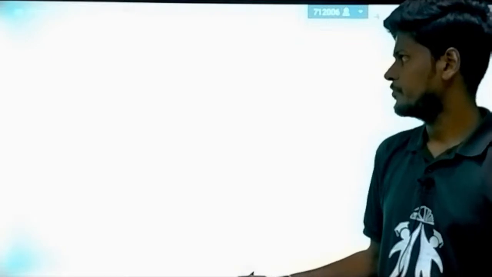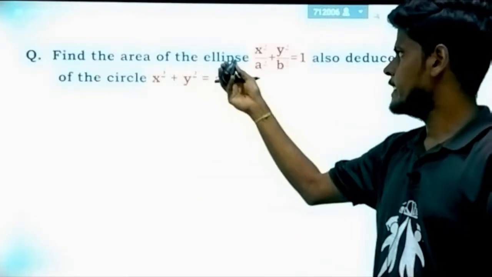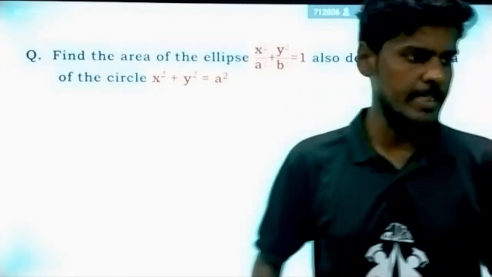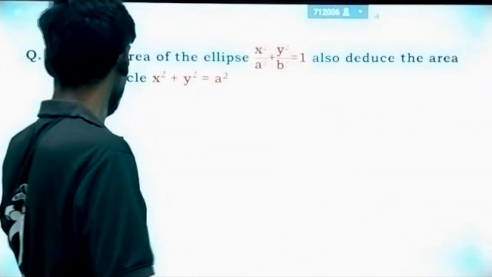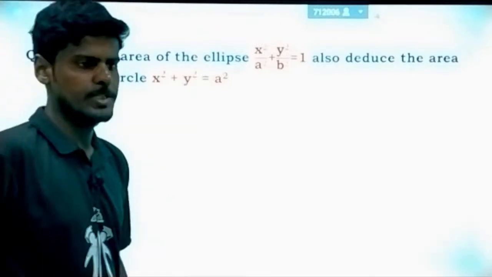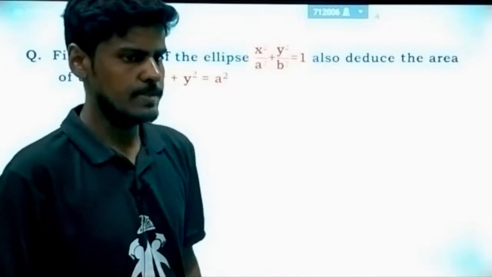Next question is, find the area of the ellipse x square by a square plus y square by b square equal to 1. Also deduce the area of the circle x square plus y square equal to a square. Okay, question is actually two questions.